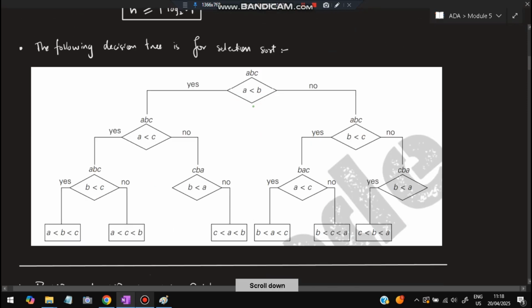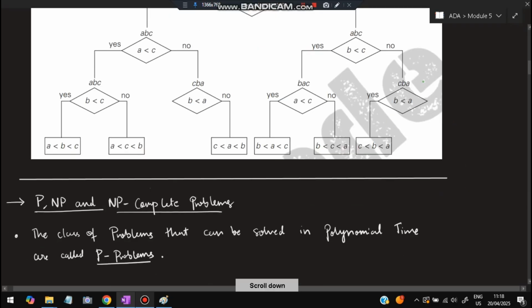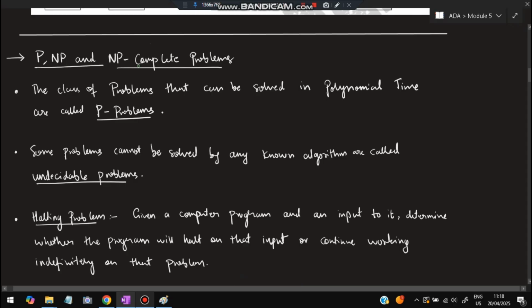Now this is for the selection sort, again a different algorithm. Here also we'll be finding out the height, and based on that we'll be able to see what the performance of it is. Now the next topic is P, NP and NP complete problems.